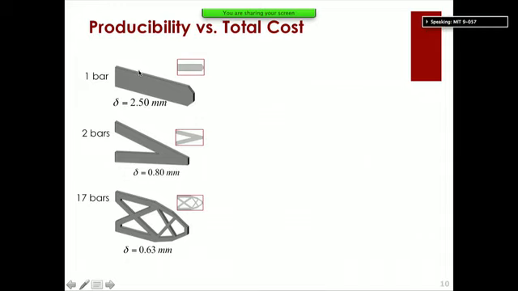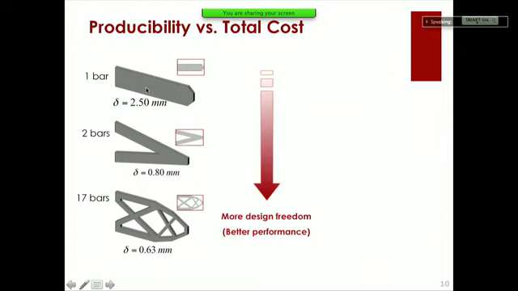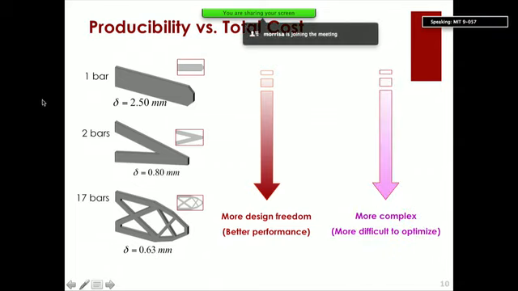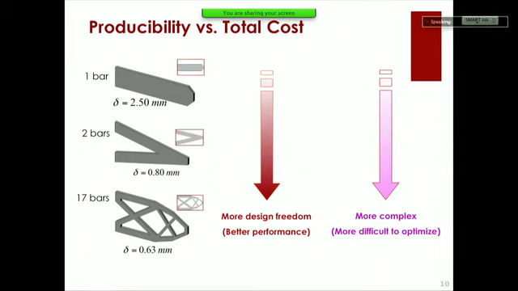And these 3 brackets all have the same mass. They use the same amount of material. Okay? So if you can think of this as you get from the very simple design to the more intricate design, you have more design freedom, so you get better performance. You see the displacement goes down, but you also have more complexity. So it's more difficult to optimize, it's more difficult to manufacture, and so forth.